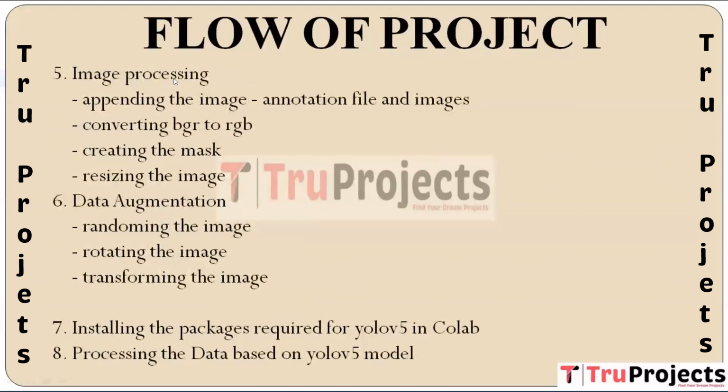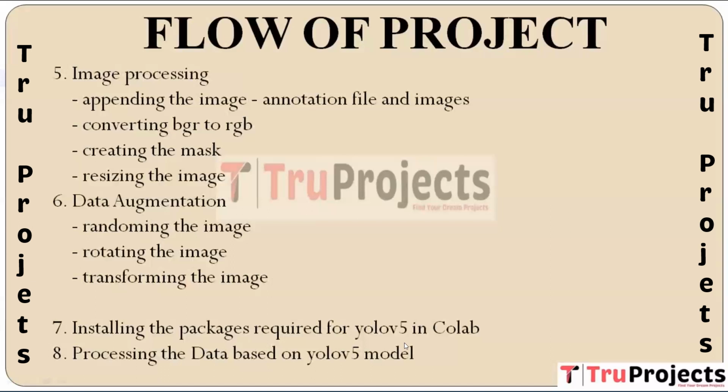Next, we have image processing. Further image processing is carried out, which may include appending annotation files and images, converting color channels, for example from BGR to RGB, creating masks and resizing images to a consistent size. Next, we have data augmentation. Data augmentation is a technique to increase the diversity of your training data by applying random transformations to the images. Common augmentations include randomizing the images, rotating them, and applying various transformations to enhance the model's ability to generalize.